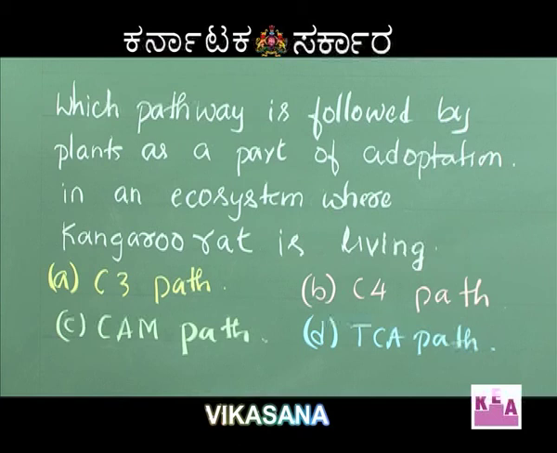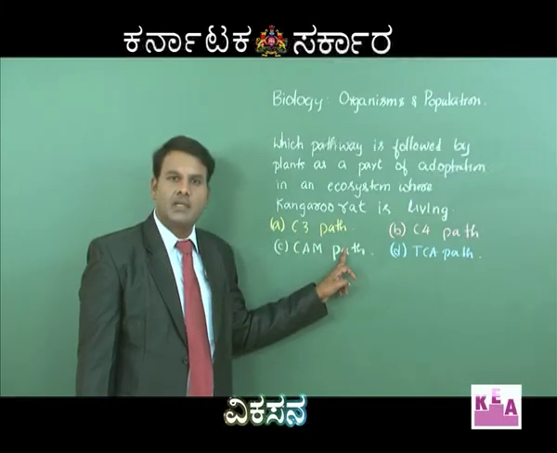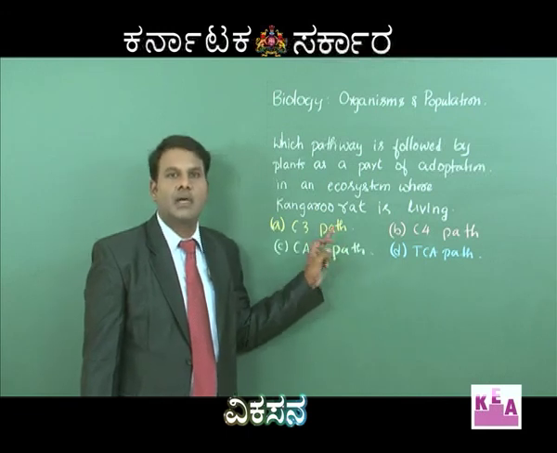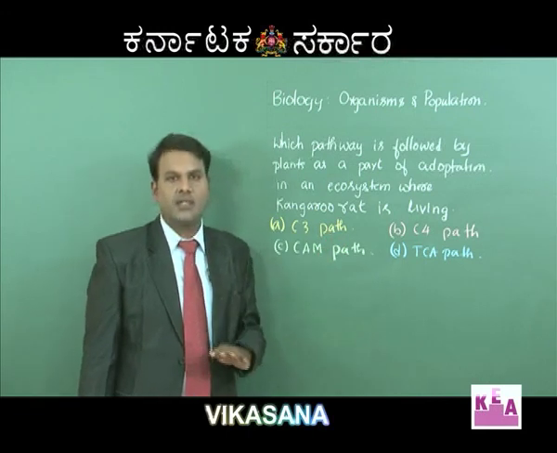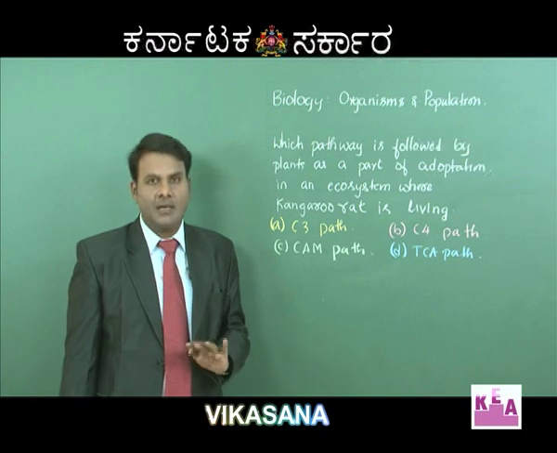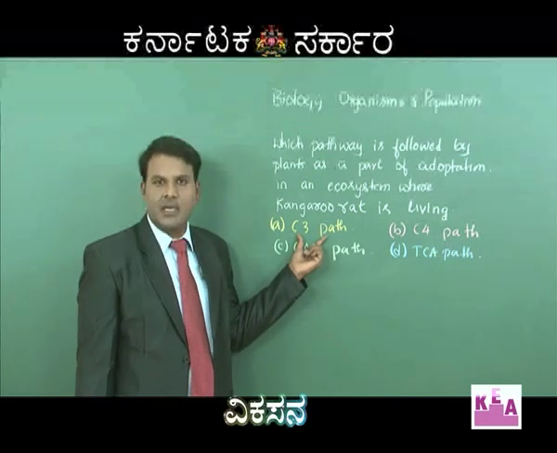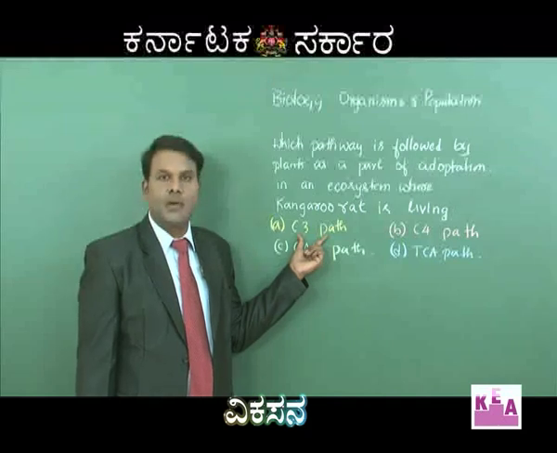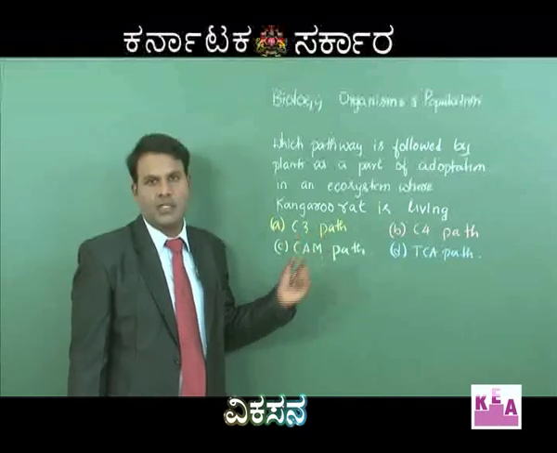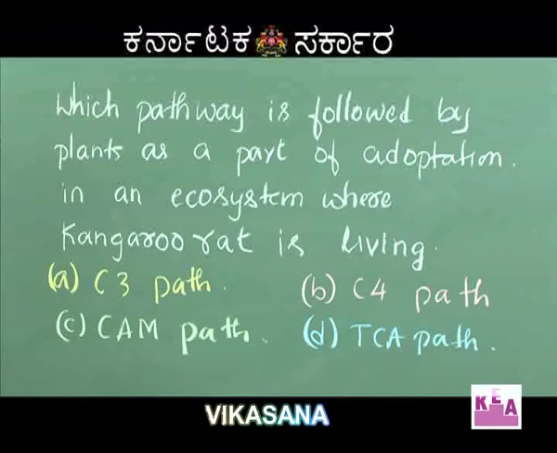Let us come to the first option, C3 pathway. C3 pathway is the pathway in which carbon dioxide is fixed during the daytime in the presence of light. This is where carbon dioxide is converted to carbohydrates by all the plants during photosynthesis. The option B is C4 pathway.